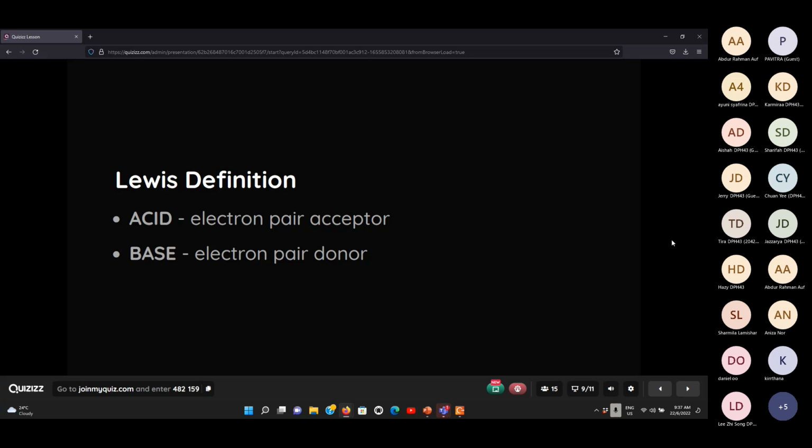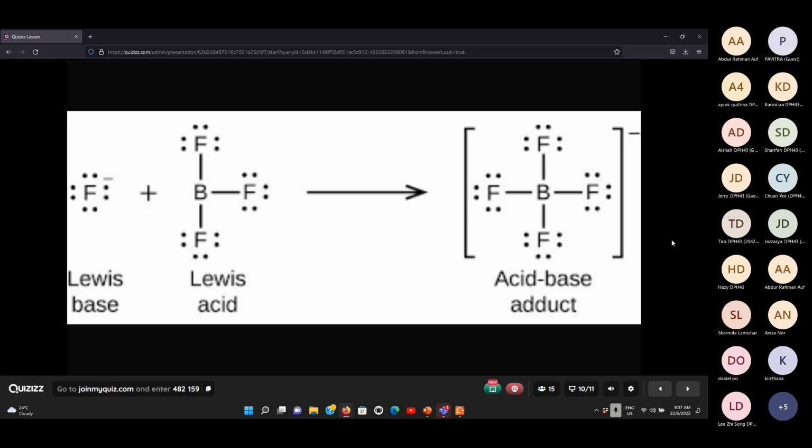If Bronsted and Lowry talks about the movement of hydrogen ion, there is a hydrogen ion donor and a hydrogen ion acceptor. For Lewis theory, the Lewis definition, there is an electron pair donor and also an electron pair acceptor.